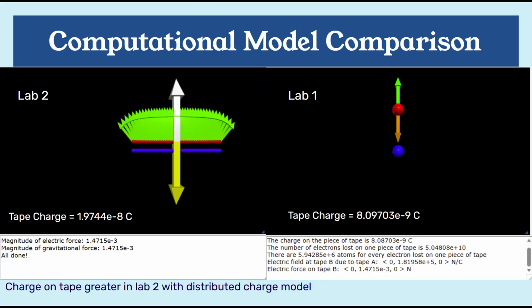This charge was 1.9744 times 10 to the negative 8th coulombs, compared to in Lab 1, where I found the charge to be about 8.1 times 10 to the negative 9th coulombs. Comparing these results, we note that the line charge model results in a greater charge calculation than the point charge model.